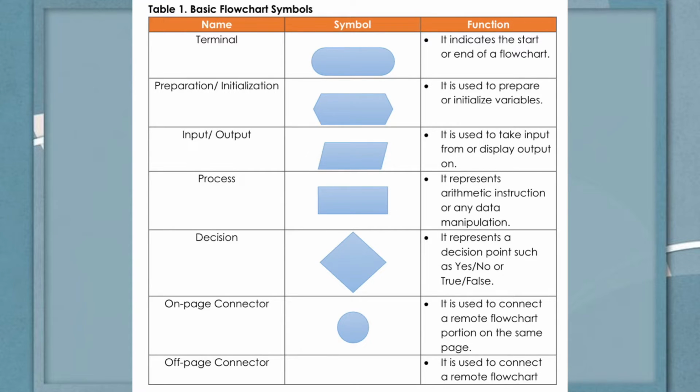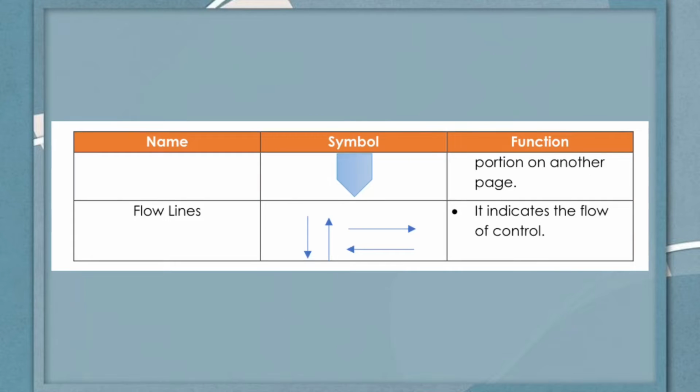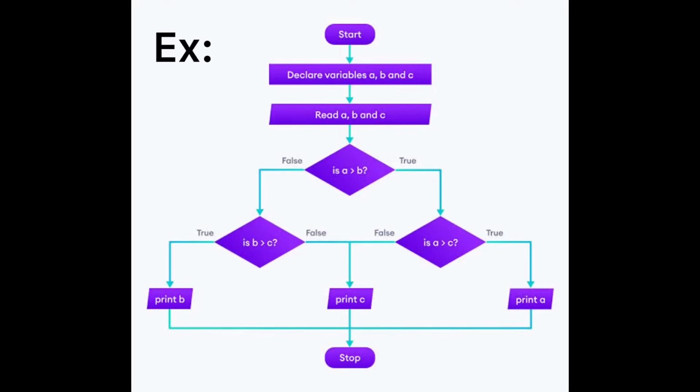Decision. It represents a decision point such as yes or no or true or false. On-page connector. It is used to connect a remote flowchart portion on the same page. Off-page connector. It is used to connect a remote flowchart portion on another page. Flow lines. It indicates the flow of control.